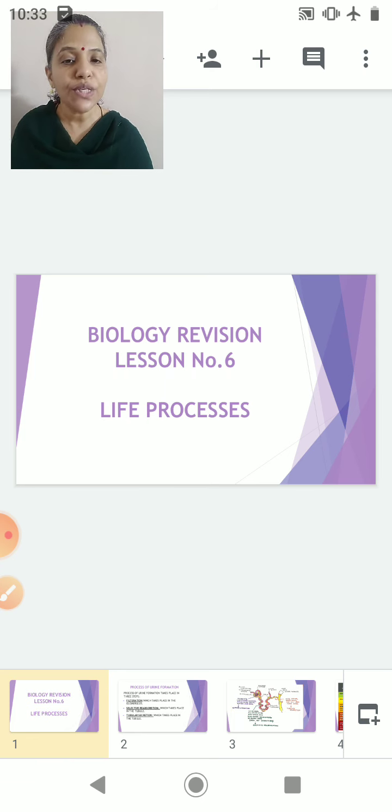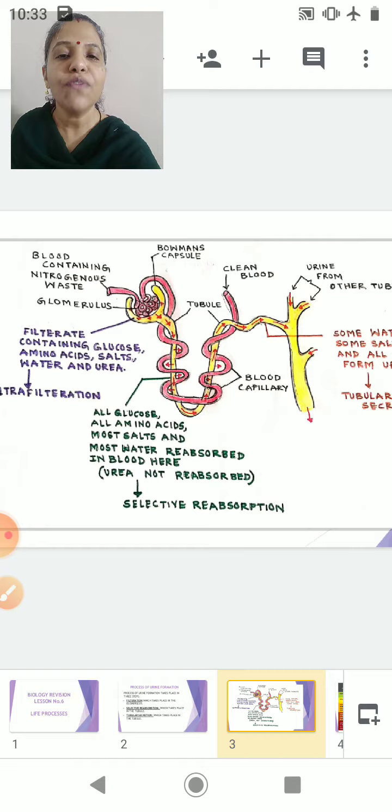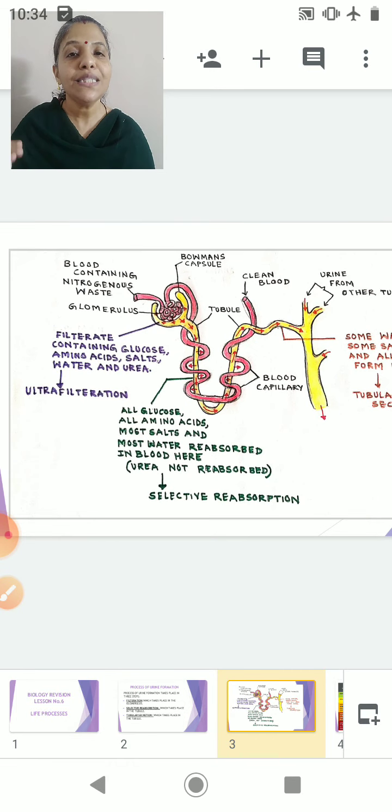Now students, we will do one thing, we will study the formation of urine here. Now students, in the formation of urine there are three steps involved. One is called filtration. But filtration means you are filtering your blood. The blood is coming with waste, so you have to filter the blood. Okay, and that filtration is taking place under high pressure. Since the filtration is taking place under high pressure, it is called ultrafiltration.